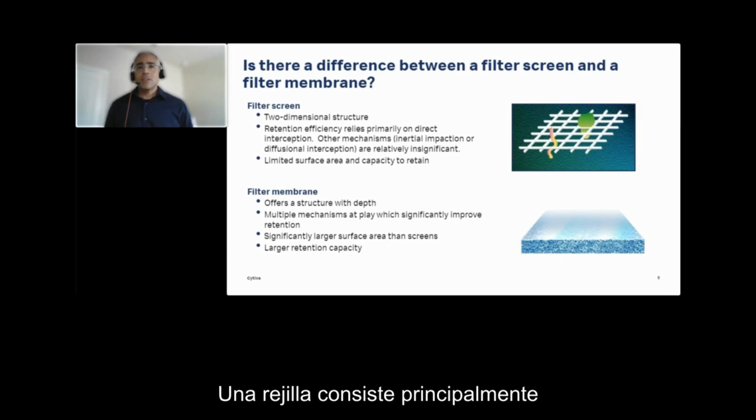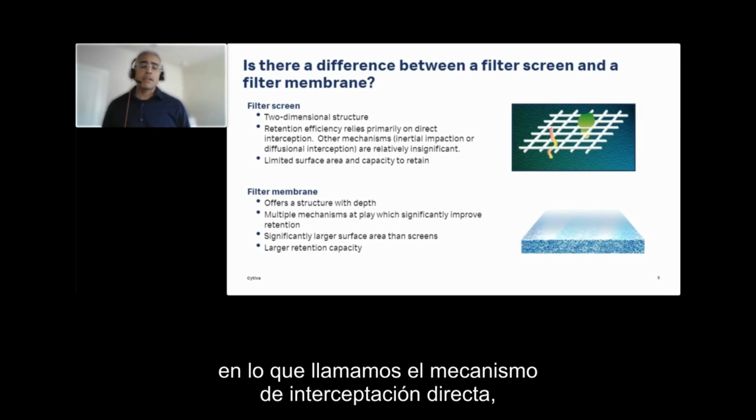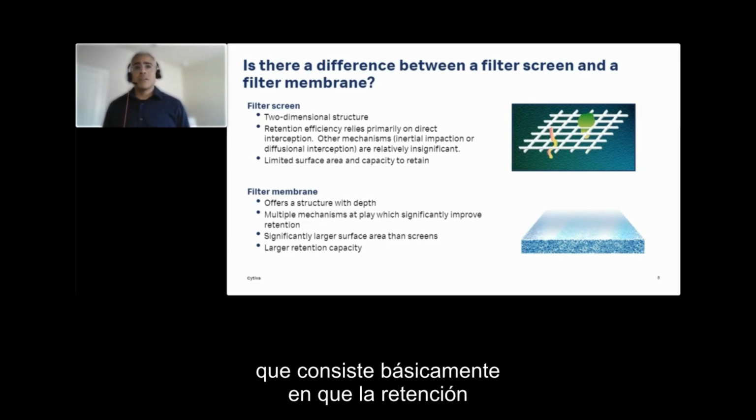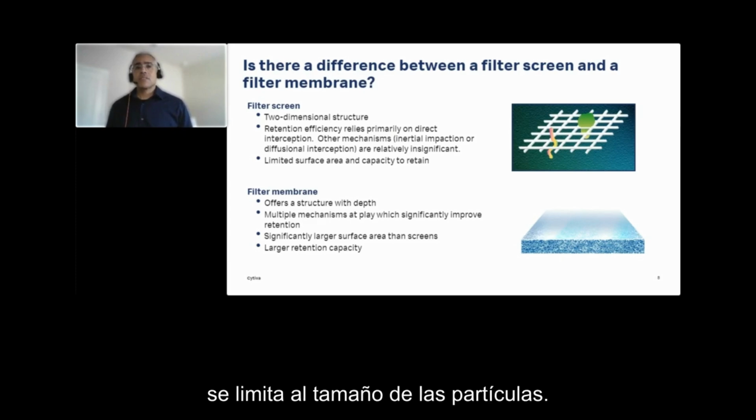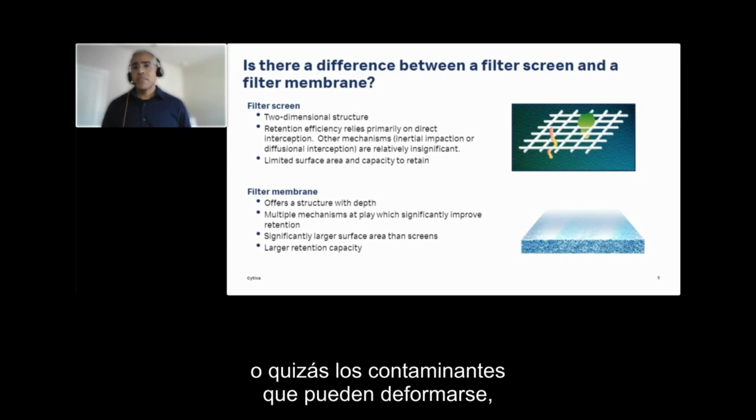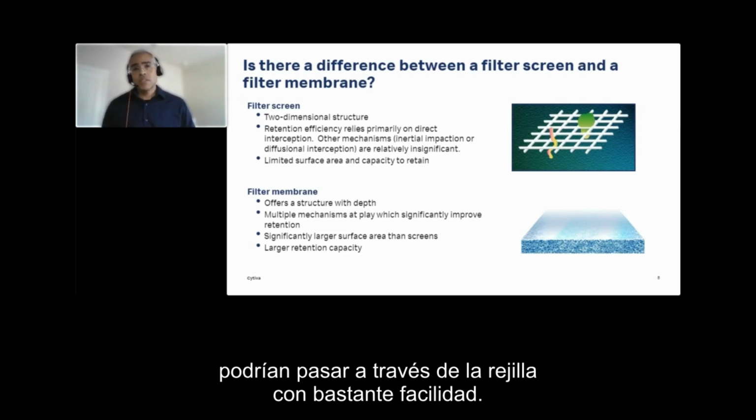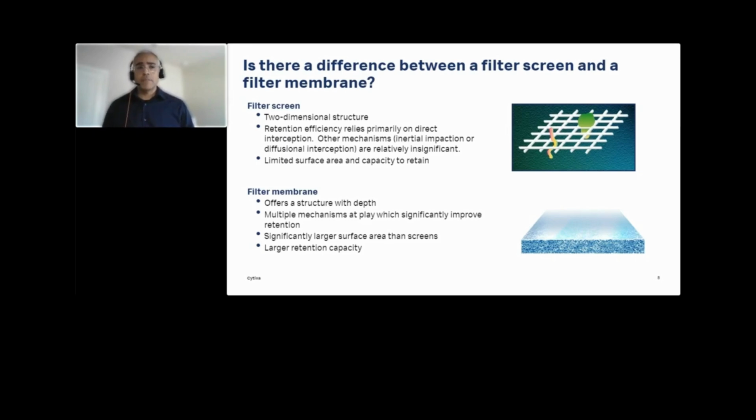A screen relies primarily on what we call the mechanism of direct interception, which is basically that retention is limited to particle size. From a filtration standpoint, on the negative side is that contaminants that are smaller than the pore size, or perhaps contaminants that can be deformed, could pass through the screen quite readily.